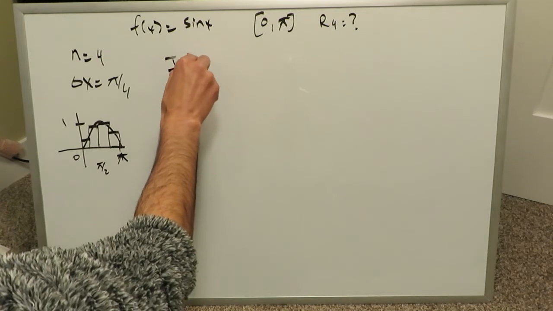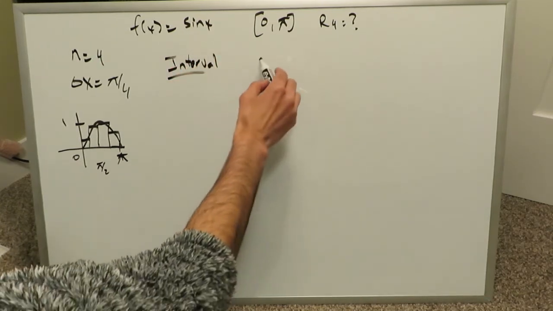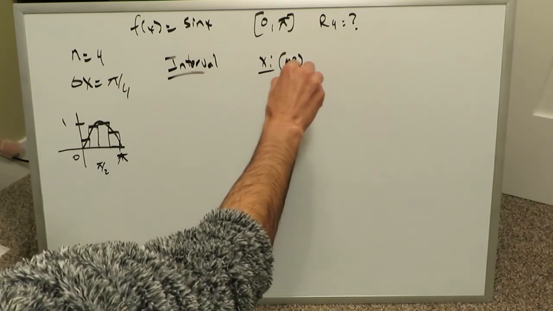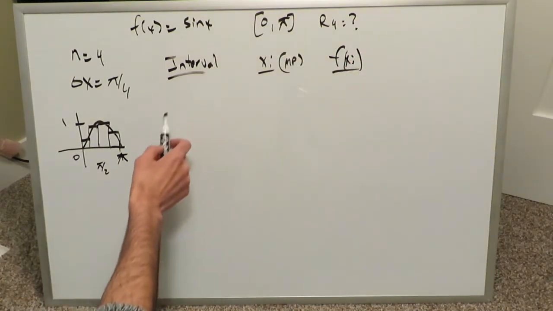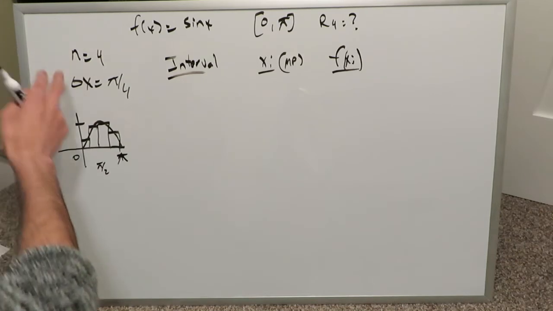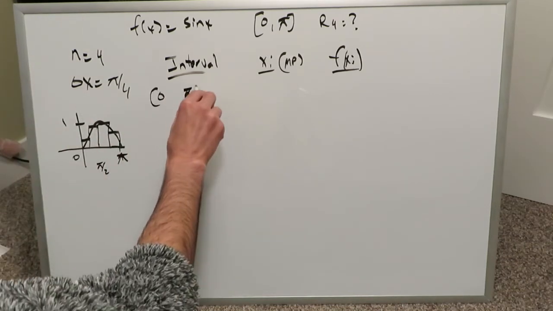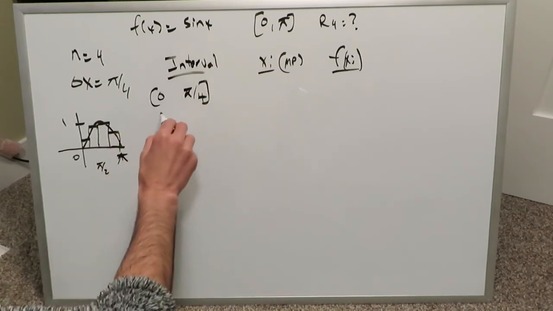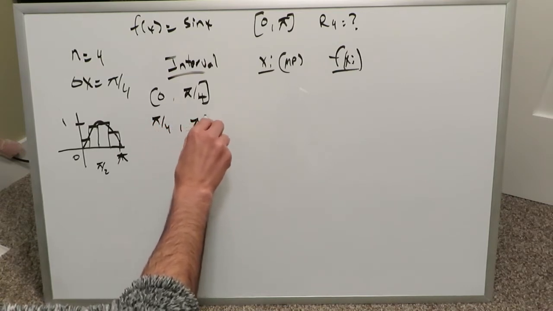And the procedure we want to use for the Riemann sums has this set of columns. We start with an interval, then we'll designate a sample point, which will be our midpoint, and we'll run it through the function, which will represent our length. What's our interval going to be? It's from 0 to pi, and it's going to be split up into 4 intervals. The first interval will be from 0 to pi over 4, right? The next one will be pi over 4 to pi over 2.